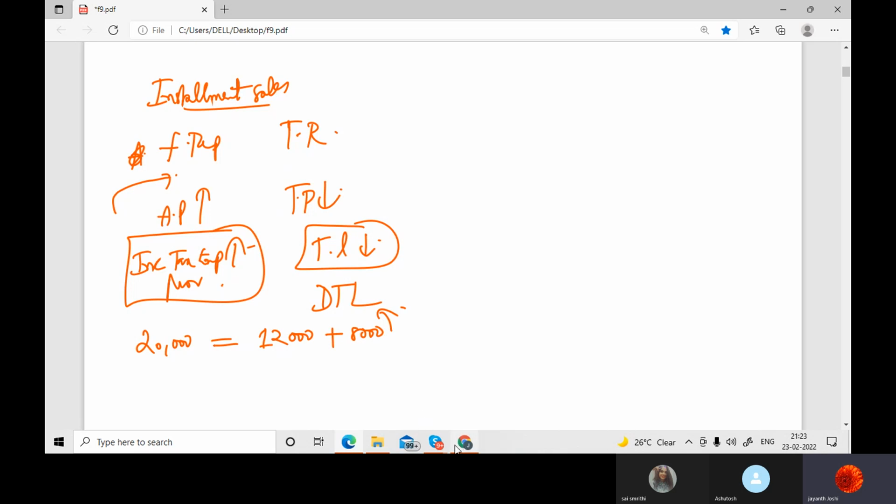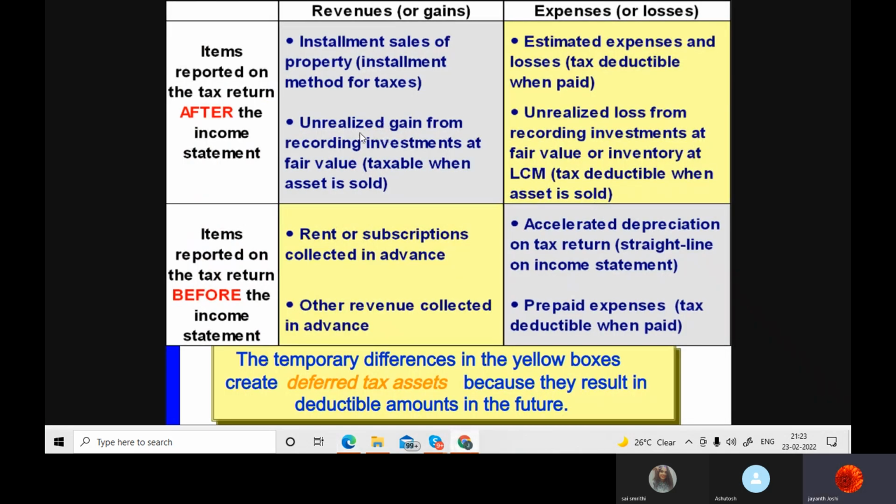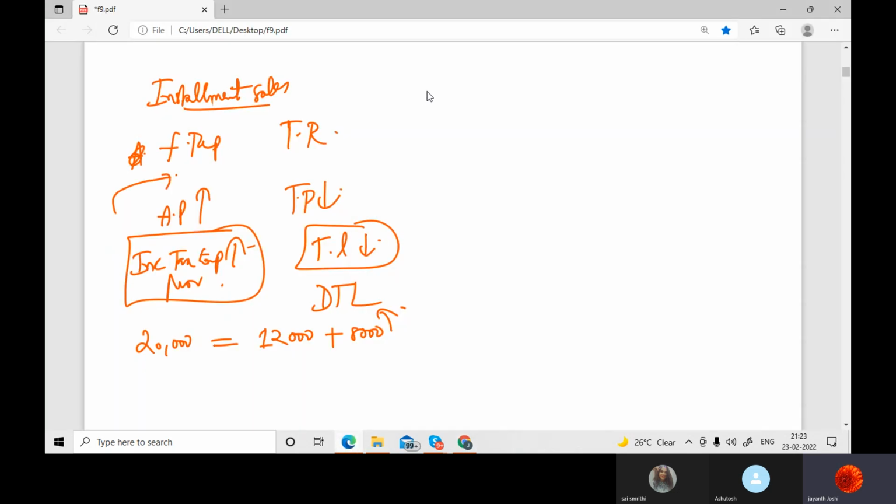Okay, point number 2. Then comes unrealized gain from recording investments at fair value. Unrealized gains are gains where you have not received cash. But when we prepare the financial reports, we show all the incomes when we earn them rather than receive them. So accounting profits are higher than the tax profits, and a DTL is created. Same thing.